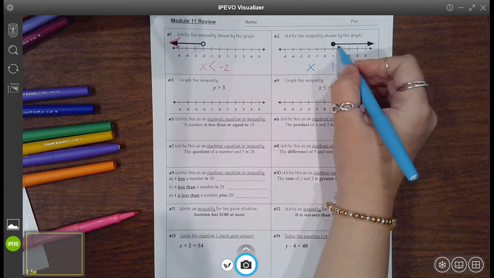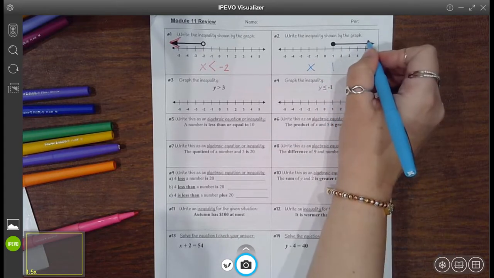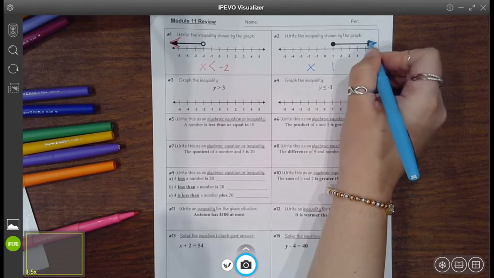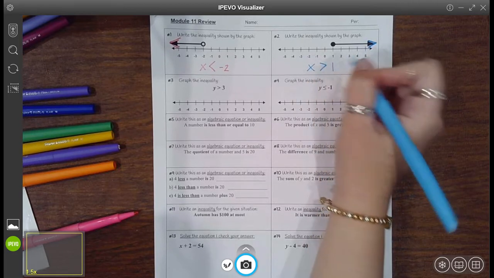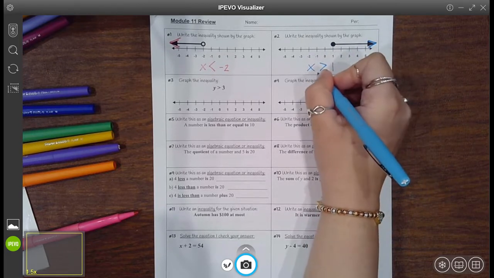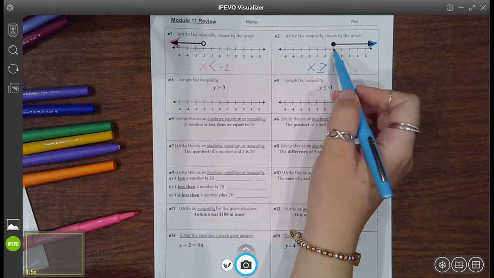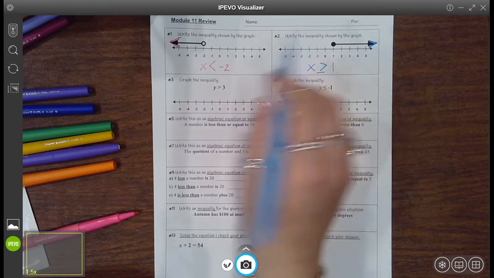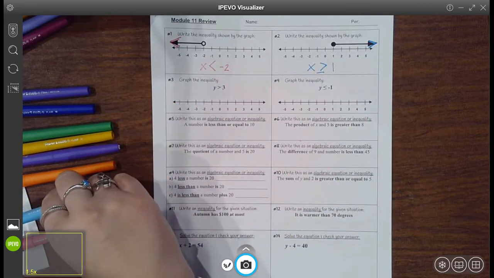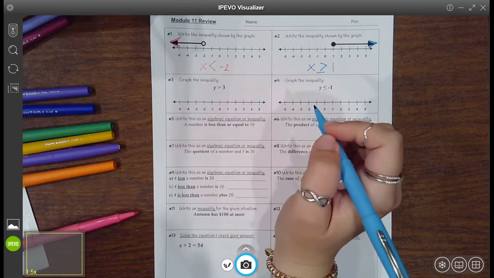Okay, for the next one, x, and we're talking about 1. And the numbers are getting bigger. It's going to the right. So it should be a greater than sign. See, the arrowhead looks like a greater than sign. And it's including that point, so there's a line underneath of my inequality because it's greater than 1 and equal to 1.